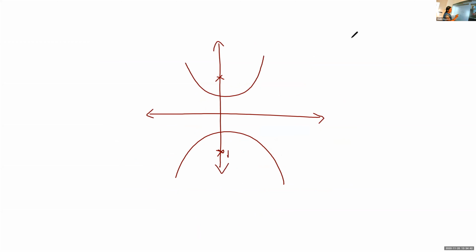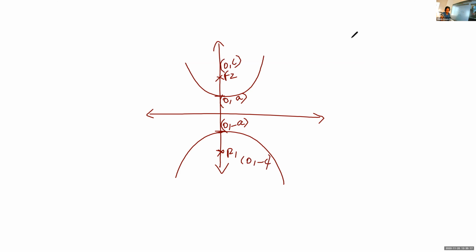Okay, so this is F1 and this is F2. Here the vertices will be on the y-axis. Whenever the focus is on the y-axis, the vertices also lie on the y-axis. So here the vertices are given by (0, a) and (0, -a), and the foci will be given by (0, c) and (0, -c).